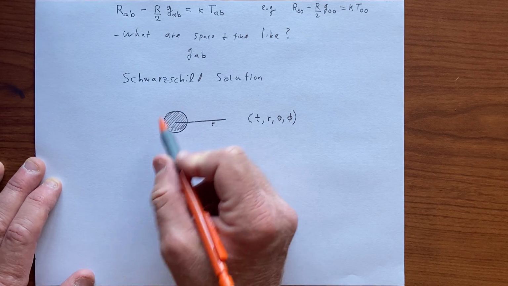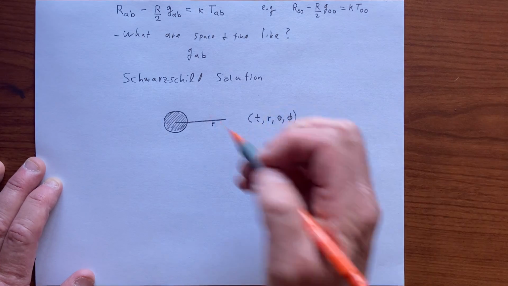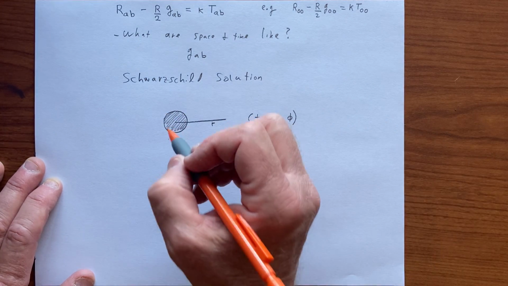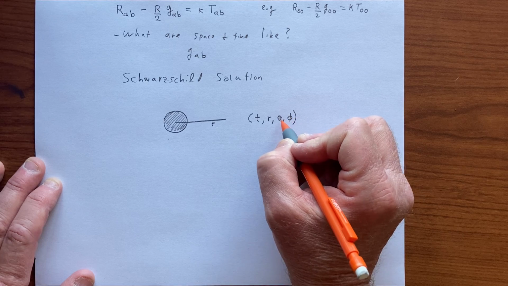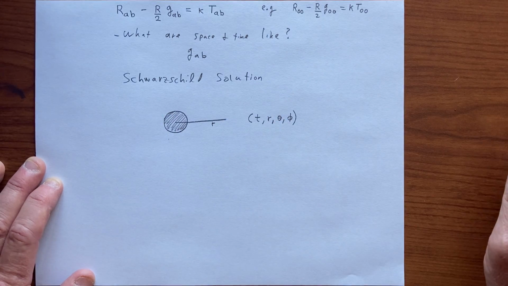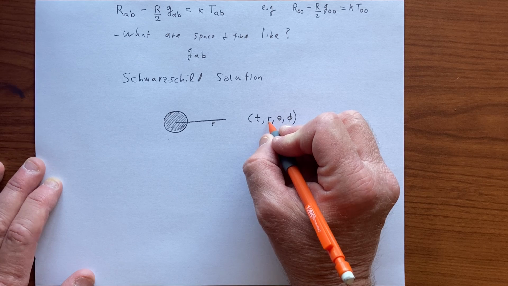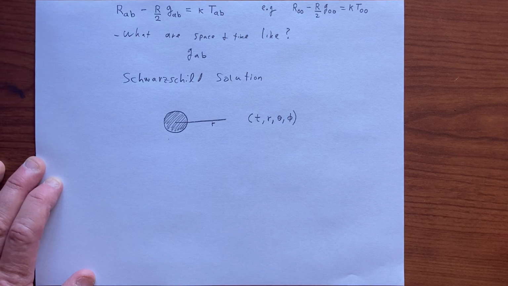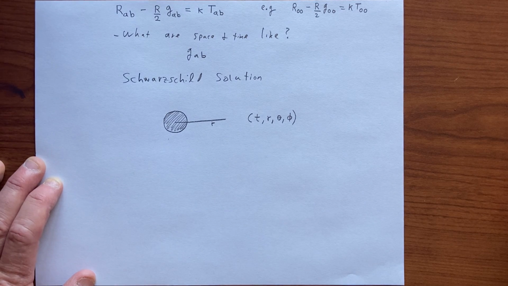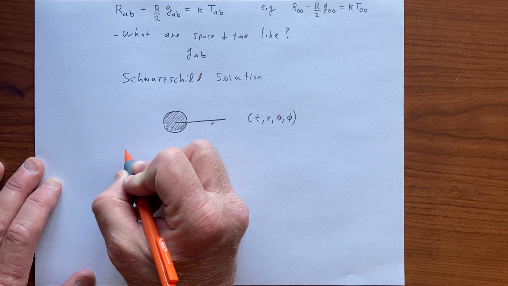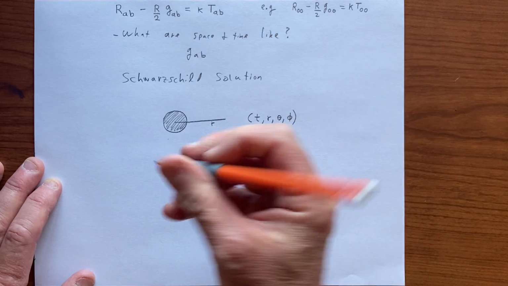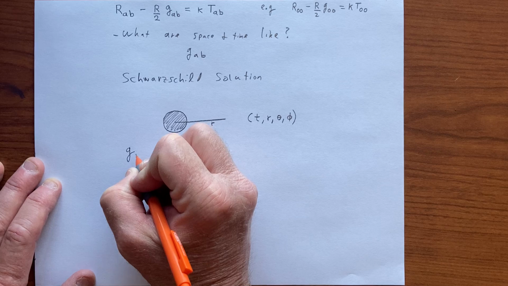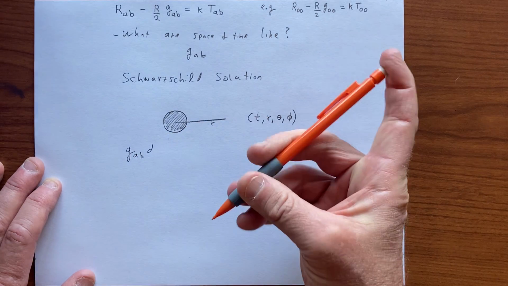So given the distribution of stuff that curves space and time, these coordinates theta and phi should be familiar to us. The radial coordinate will be somewhat familiar, but a little difficult to understand in terms of distance. And then t is of course time, and that should emerge straightforwardly. So we want to find a line element that looks like this.